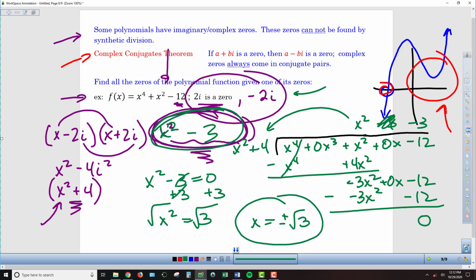So altogether, I have my 4 zeros, the 2i that was given, the negative 2i that has to be a 0 since those imaginary zeros always come in conjugate pairs, and then to go with those two, we solved using this approach of foiling the known factors, long dividing it into the polynomial function to get the remaining quadratic, which led us to positive and negative root 3 as our remaining zeros.